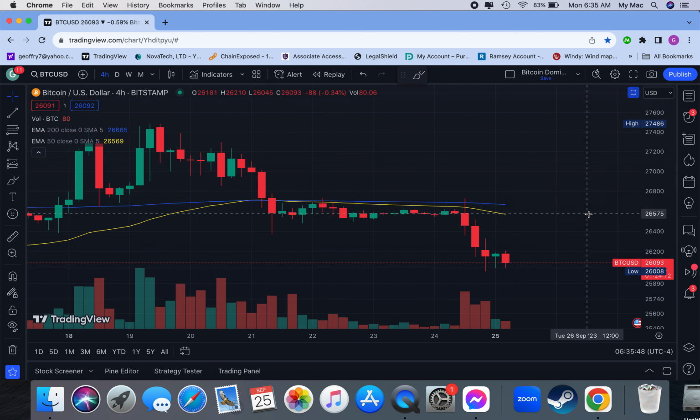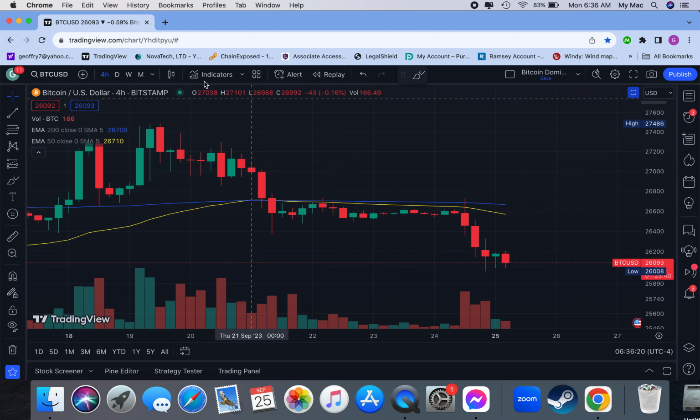And so right now the average price of the last 50 candles is 26,569, and that's our yellow line right here. And you can color them whatever color you like. And then the 200 average is blue, and it's 26,665. So right now we are below both of those averages at the moment.